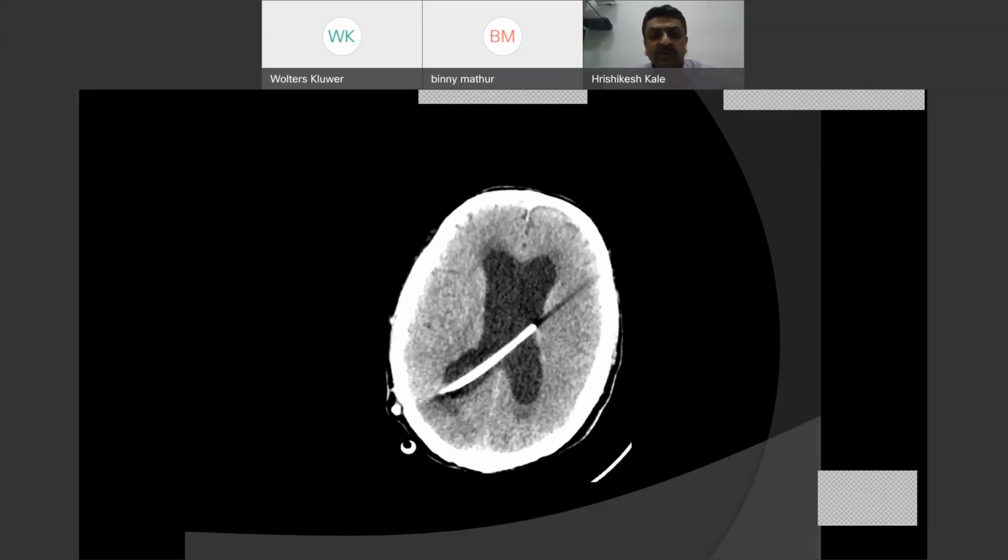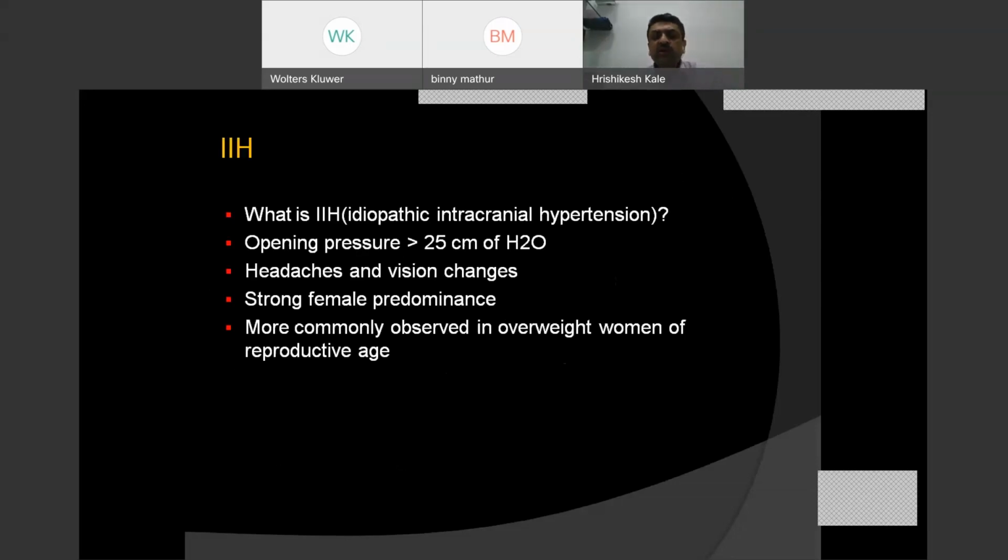The bilateral subdural fluid collections resolved with re-expansion of the lateral ventricles. So now let's go on to our next topic. What is idiopathic intracranial hypertension? This is usually characterized by an opening pressure greater than 25 centimeters of H2O in normal sized individuals and 28 centimeters of H2O in obese individuals. The typical findings are headaches and vision changes. There's a strong female predominance, more commonly observed in overweight women of reproductive age.